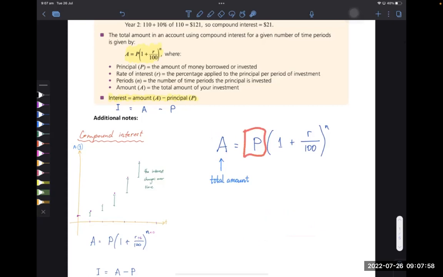The P here stands for what word? Principal, the principal amount. So I want you to label this again as the principal amount. You can also say your starting value as well. So how much do you start with?